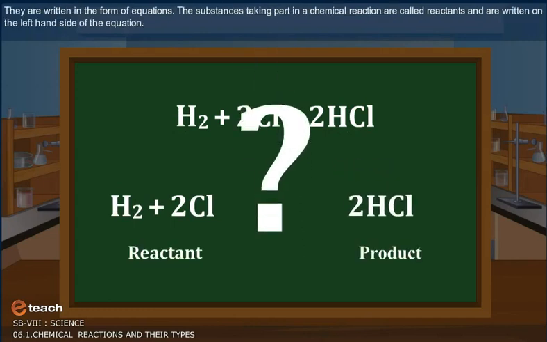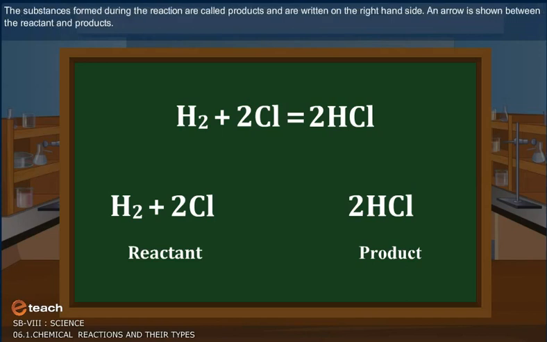How are chemical reactions written? They are written in the form of equations. The substances taking part in the chemical reactions are called reactants and are written on the left-hand side of the equation. The substances formed during the reaction are called products and are written on the right-hand side of the equation. An arrow is shown between the reactants and the products.